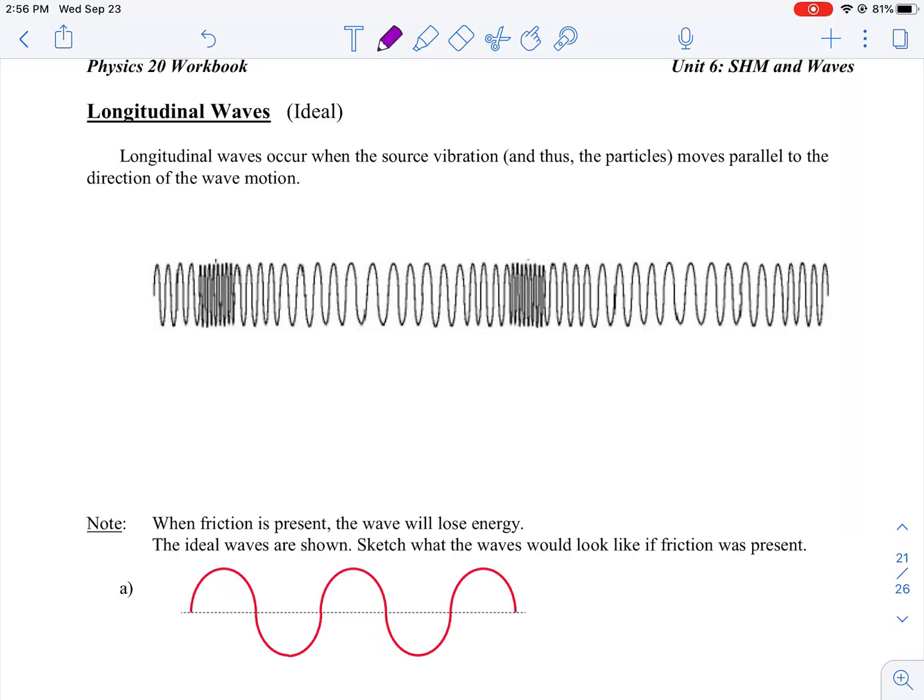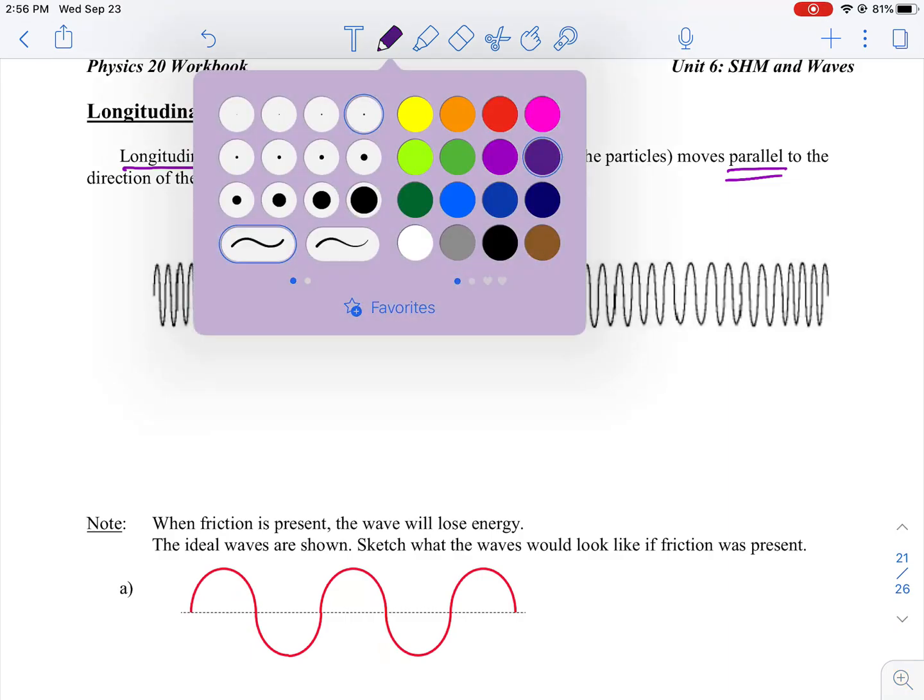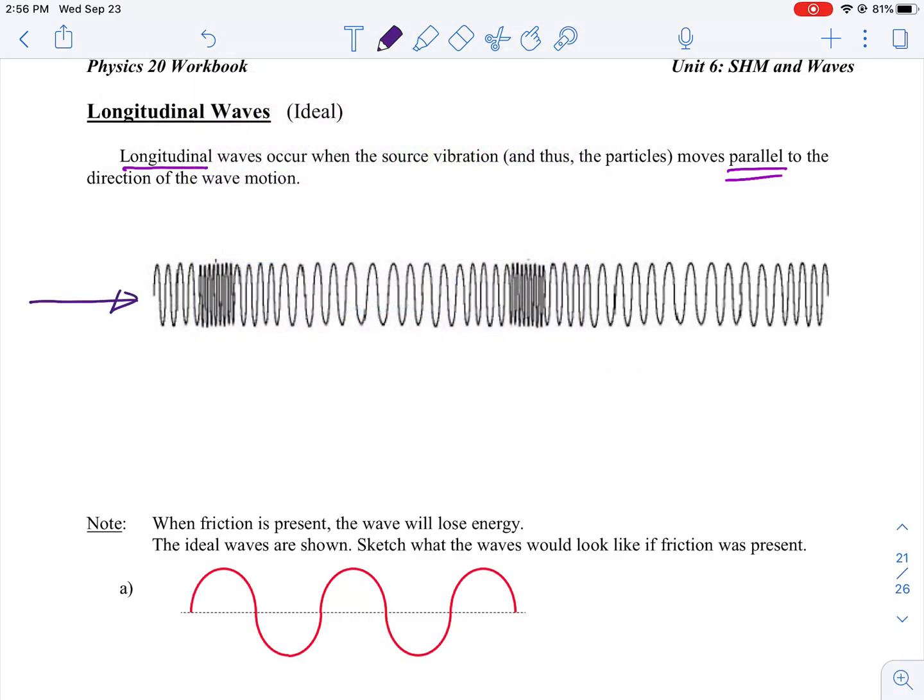All right, let's quickly finish up this idea of transverse and longitudinal waves. We're going to talk about longitudinal waves now, ideal ones. And if it's longitudinal, the key idea, as we talked about before, is that the vibration is parallel to the wave motion. Again, the source of every wave is a vibration. So let's introduce the vibration here. So here is your source vibration, creating the energy, doing work on that medium.